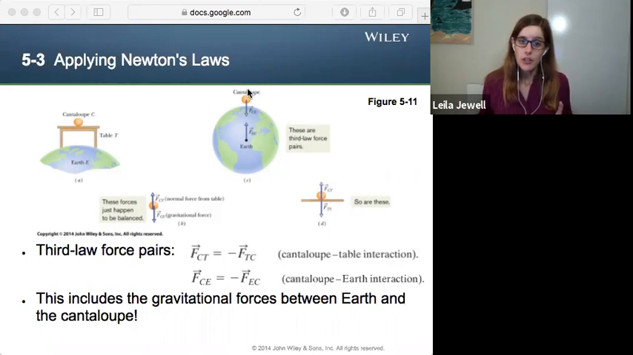We also can look at the cantaloupe and the earth itself. The cantaloupe feels a gravitational attraction to the center of the earth. Turns out the earth also feels an attractive force to the cantaloupe. It's a tiny force relative to the mass of the earth, so there's no real change in the earth's acceleration, but there is actually a third law force pair there, where they have equal magnitude and opposite directions. So that's really nifty.